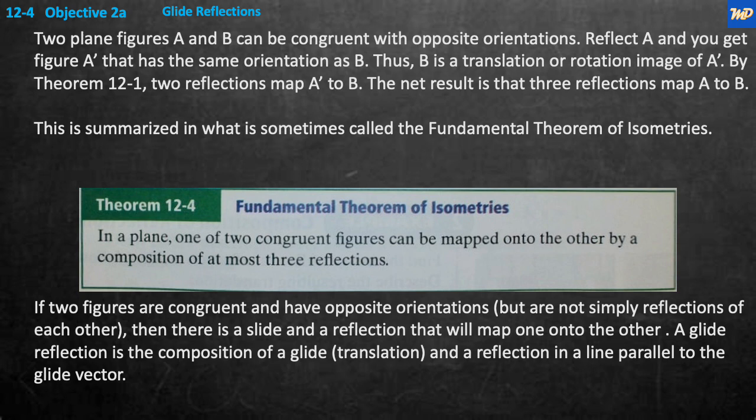Now, an additional fact as we move on: if two figures are congruent and have opposite orientations, but are not simply reflections of each other, then there is a slide and a reflection that will map one onto the other. A glide reflection is a composition of a glide translation and a reflection in a line parallel to the glide vector. Okay, so we're going to look at that next.